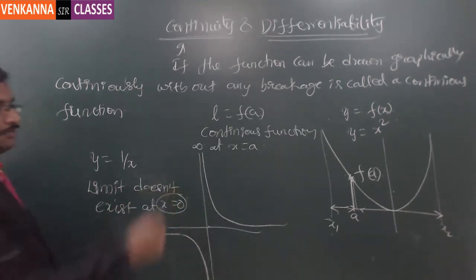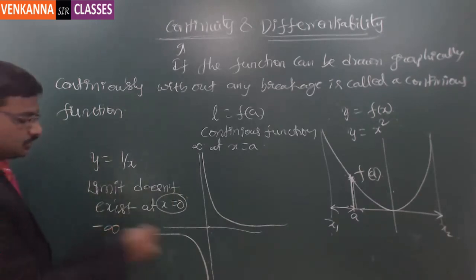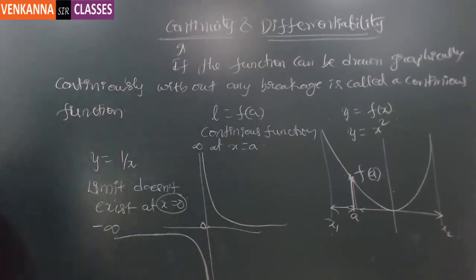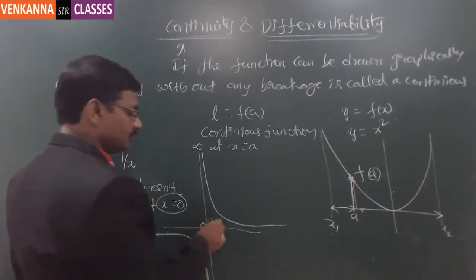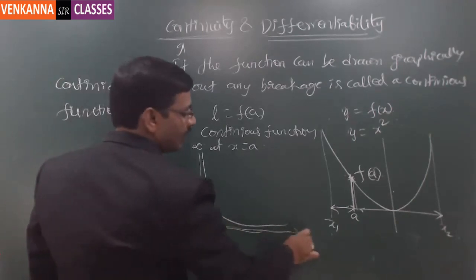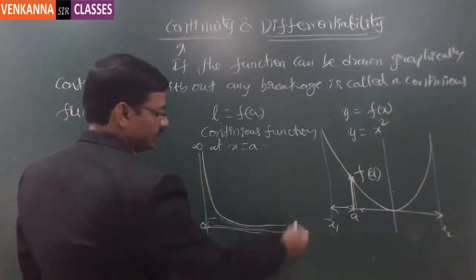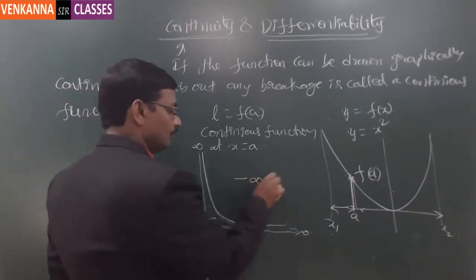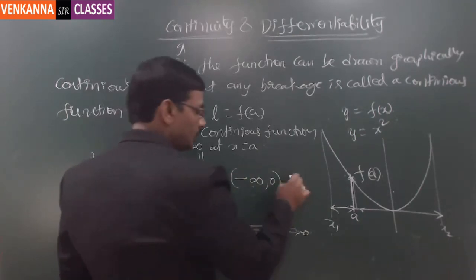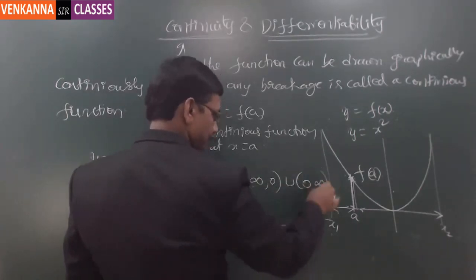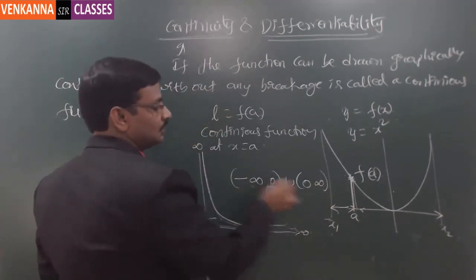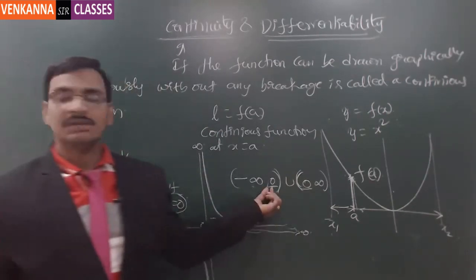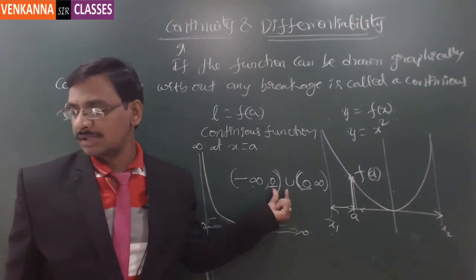But at the rest of the places, from minus infinite to 0, I could draw this function without lifting my chalk piece. That means this is a continuous function. And if I start from 0 and go till infinite, I could draw this graph without lifting my chalk piece. That means this function is continuous between minus infinite to 0 and then 0 to infinite, but without including this 0. That's why this is an open bracket. Open bracket says that it is not included, closed bracket says that it is included.